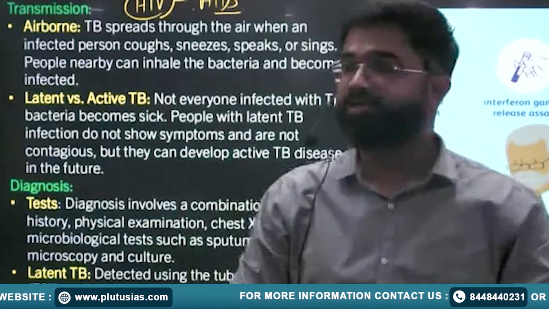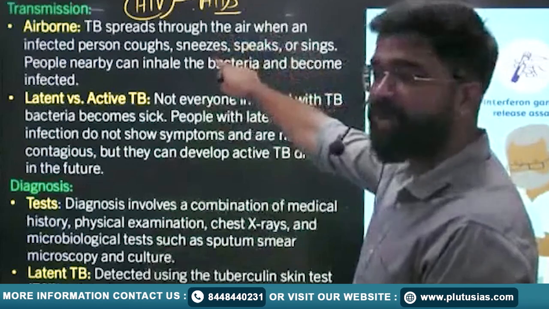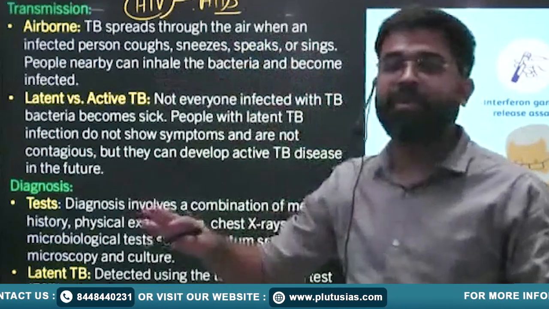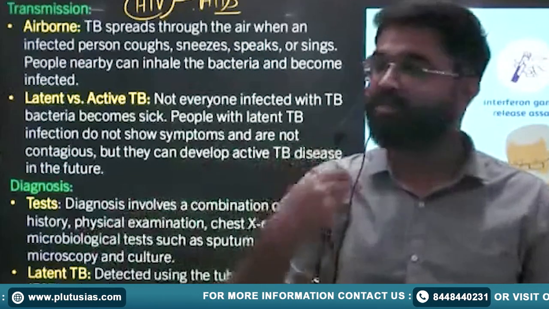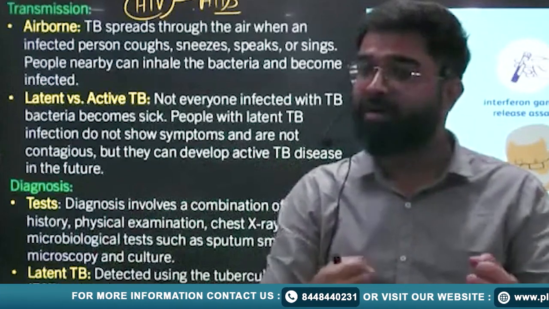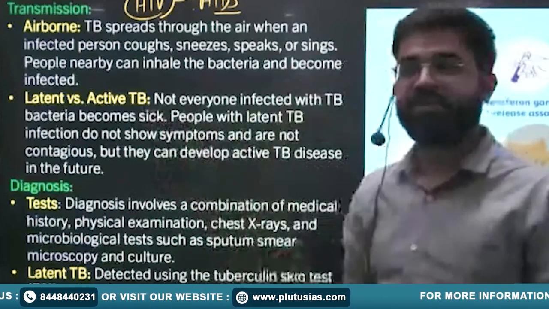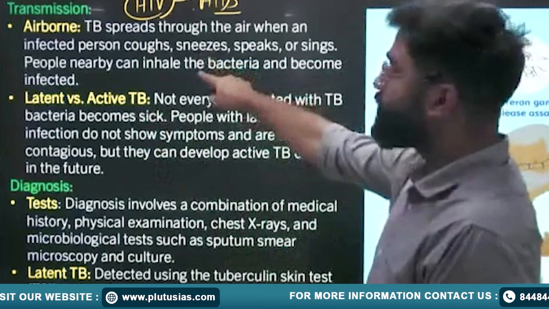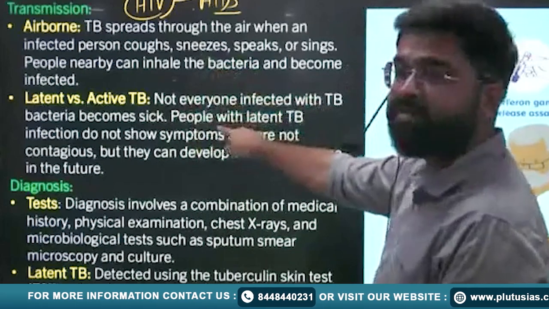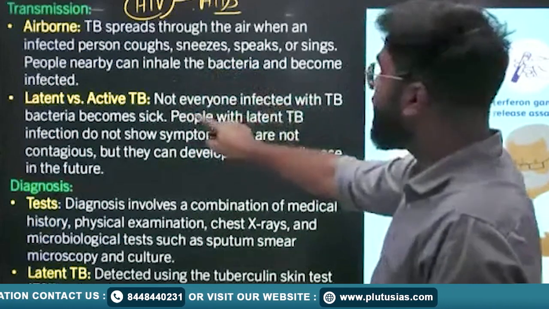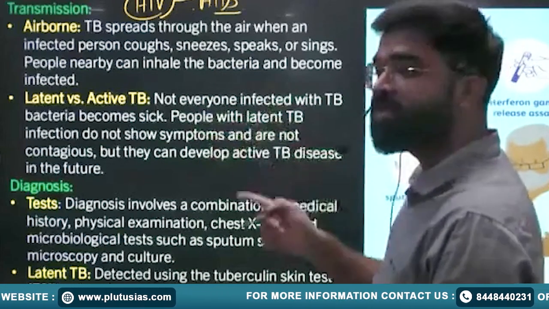Okay. In this particular situation, if anyone acquires AIDS due to the HIV virus, his immunity is completely compromised. In that case, that latent TB bacteria, which is present in the patient, will start showing their power. Yes or no? Because his immune system will not be working against those TB. Okay? That is why one is airborne and another one is latent. Latent means not everyone infected with TB bacteria becomes sick. People with latent TB infection do not show symptoms and are not contagious, but they can develop active TB disease in future.